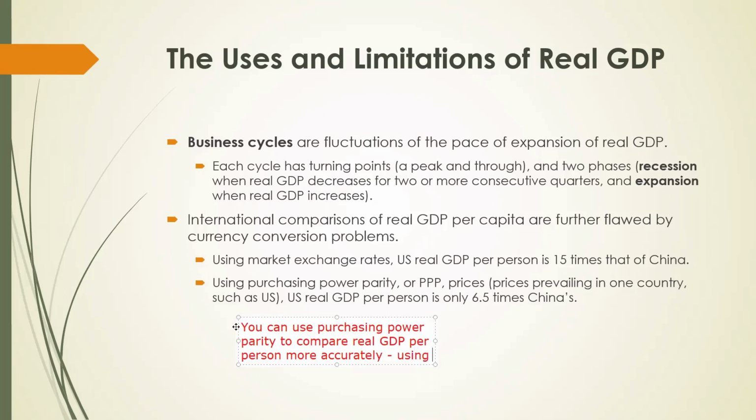So using PPP, the US real GDP per person is only this times China's, while if you just use market exchange rates, it would be 15 times. So it's half of what we thought it was, just based on using purchasing power parity. So we need to use purchasing power parity to compare things more accurately.